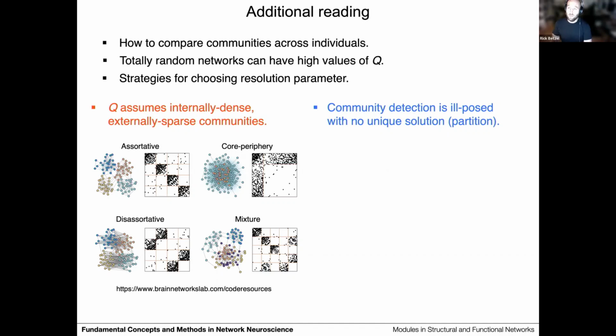Another potentially more damning issue is that community detection itself, when we apply it to observational data, is actually ill-posed. And it turns out there is no unique solution. There's no unique partition that is universally optimal. What I mean by that is this.